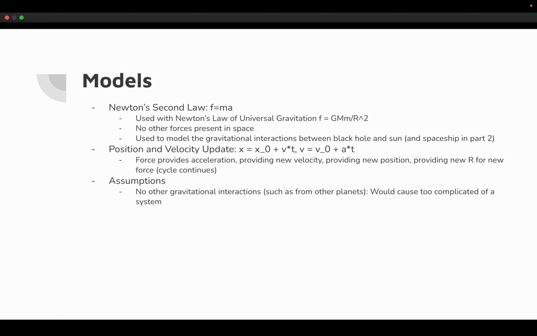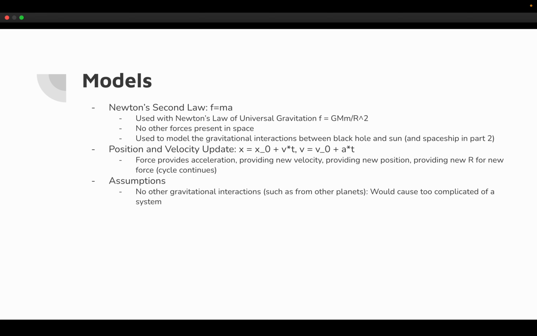My model is built directly from F equals ma paired with the law of universal gravitation, which you can see the formula of here. I assume no other forces are present in space for these runs. That lets me model the gravitational interaction between the black hole and the star in part 1, and include the spaceship interaction in part 2.